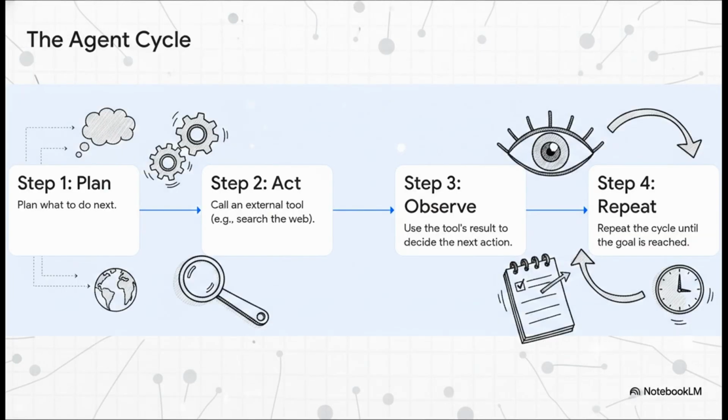And this is the loop that makes it all happen. It's a constant cycle. First, it thinks, okay, what's my next move? Then it acts, using one of its tools, like searching the web. Then it observes the result. Aha, here's what I found. And based on that new info, it plans the next step. It just keeps going. Plan, act, observe. Plan, act, observe, until the job is done.